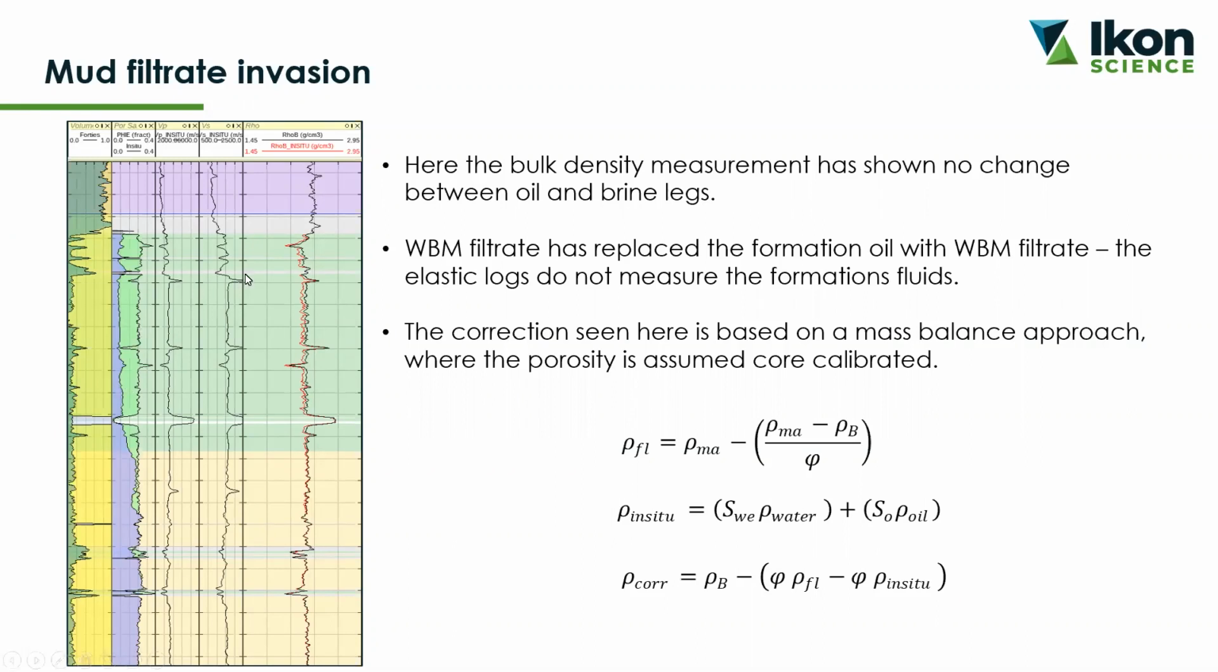So what we need to do is correct the density log. In this case, we use a mass balance approach, which assumes that the porosity was core calibrated, okay? So basically what we're doing is we're removing or taking out the density of the mud filtrate, and then we are replacing that with the density of the oil, okay, that we have in situ.